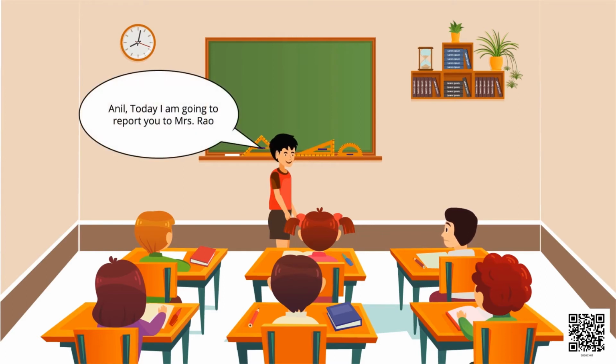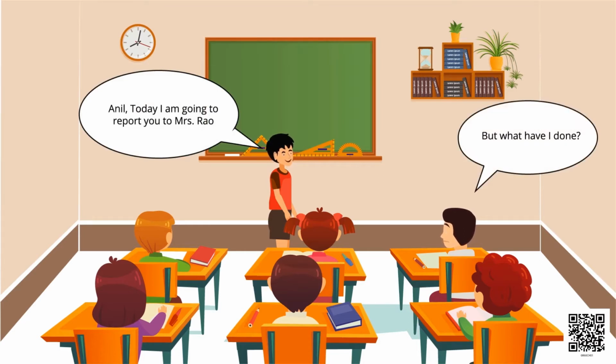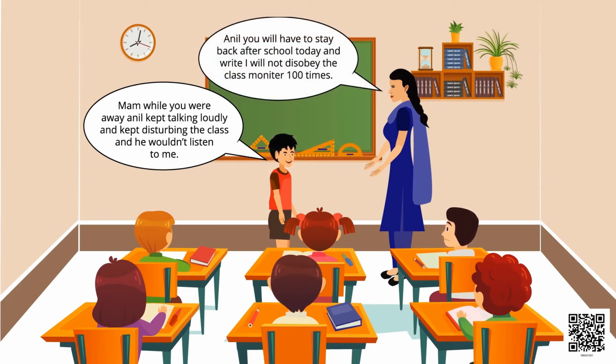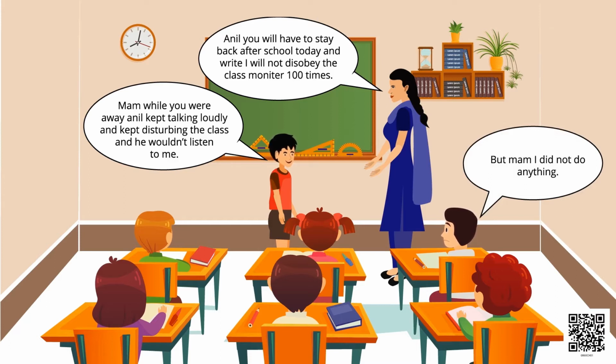Suresh starts picking on Anil. Anil, today I am going to report you to Mrs. Rao. But what have I done? When Mrs. Rao returns to the class, Ma'am, while you were away, Anil kept talking loudly and kept disturbing the class. He would not listen to me. Anil, you will have to stay back after school today and write, I will not disobey the class monitor, 100 times. But, ma'am, I did not do anything.